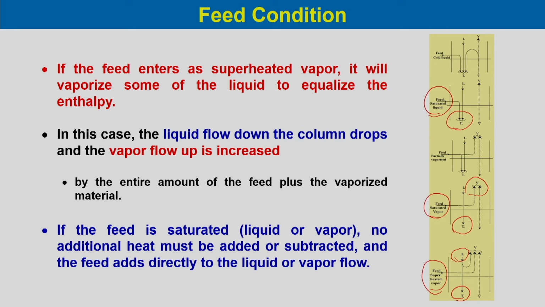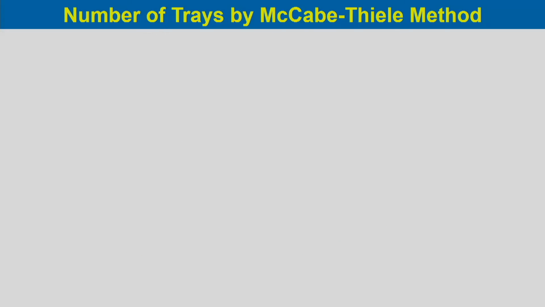Now, there is another case, if you take the feed partially vaporized. So, it depends on the vapor and liquid composition. From the feed, the amount of vapor present in the feed will add up with the vapor and the amount of liquid present in the feed will add up with the liquid. So, the feed will be distributed to the vapor phase and the liquid phase and the flow rates will be accordingly enhanced. Now, we will discuss the number of trays by the McCabe-Thiele method.